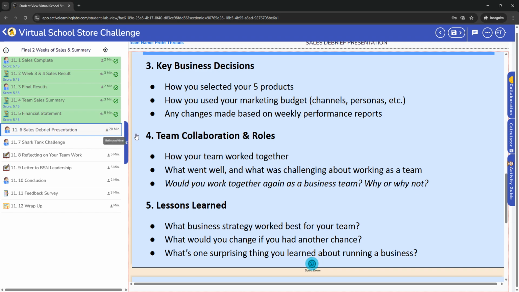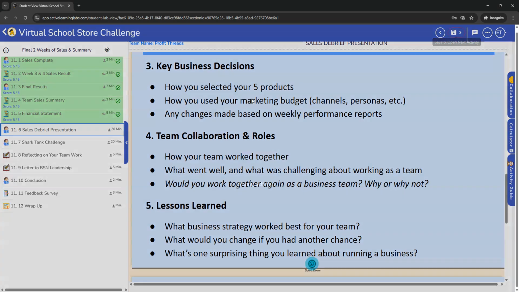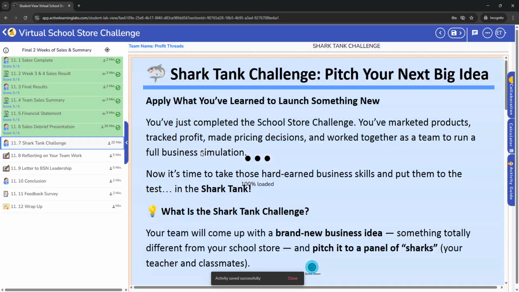It's given 20 minutes to do this entire activity. And again, the teacher can evaluate how the performance of each of the teams is. And to make the thing more interesting, the teacher can ask some or the entire classroom to rate the presentation made by a team. And then there is a Shark Tank challenge.